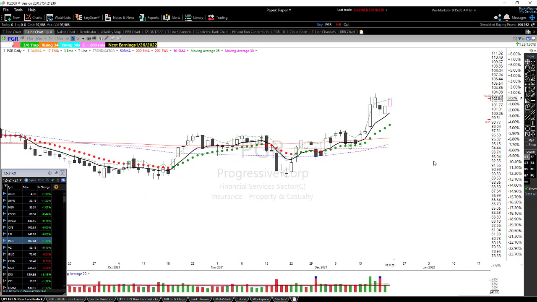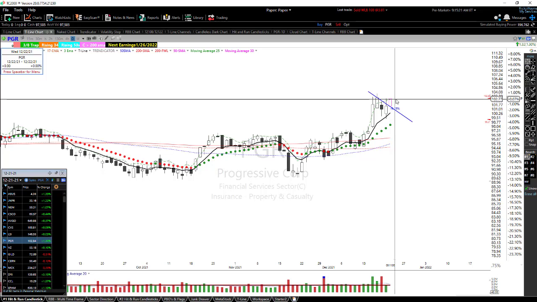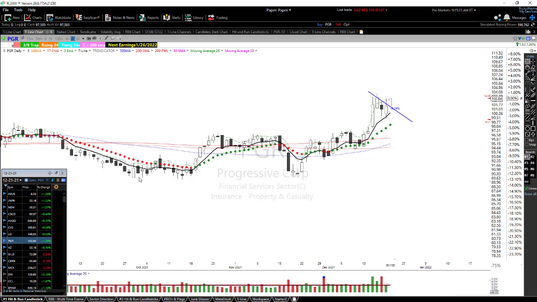PGR. Look at PGR. Beautiful chart. Here we've popped up. We could say, hey, look at that flag right in there. We're breaking out of that flag. 3/8 trap yesterday, breaking out of the 3/8 trap today, it looks like. But this is pre-market, so a lot of things can change after 5 minutes when the market opens.